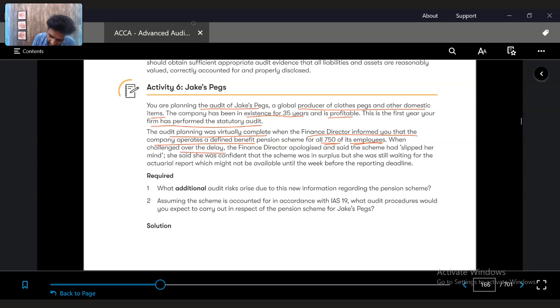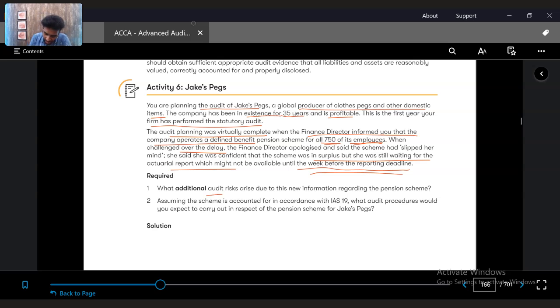When challenged over the delay, the finance director apologized and said that the scheme had slipped her mind. She said that she was confident that the scheme was in surplus but was still waiting for the actuarial report, which might not be available until the week before the reporting deadlines. So we need to get the actuarial report. Only by reviewing the actuarial report will we get to know the value of the fund assets and whether there is any deficit or a surplus, etc.